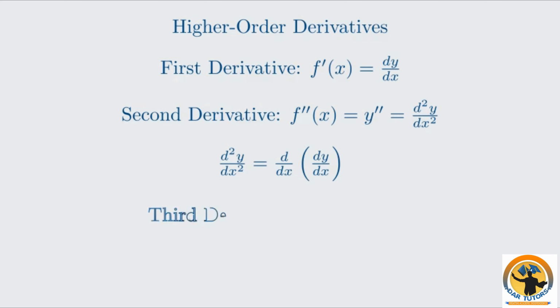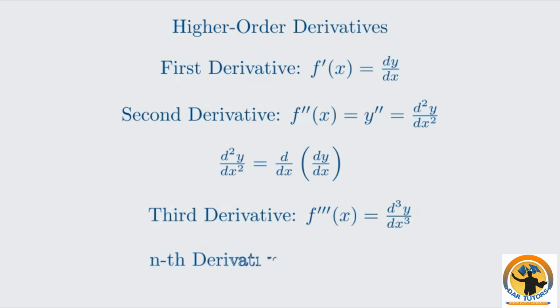The third derivative is f triple prime of x or d cubed y over dx cubed. For the fourth derivative and beyond, we use parentheses to denote the order, like f superscript 4 of x or d to the power of 4 y over dx to the power of 4. Let's work through an example to see how to calculate a second derivative.